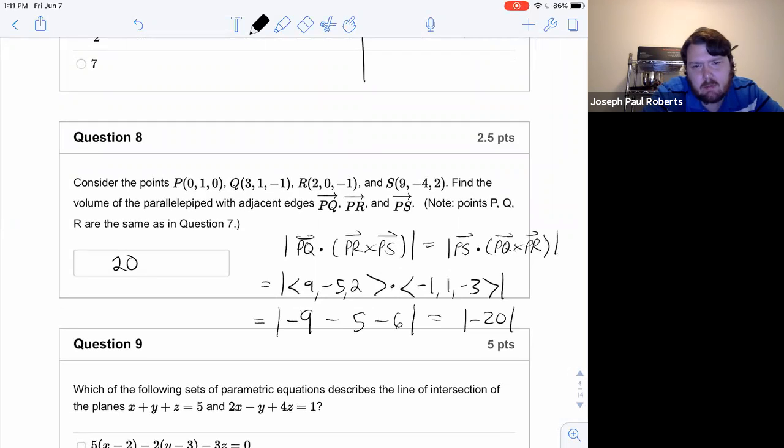And if you didn't remember that cyclical identity, you could have, of course, done PQ dot PR cross PS and gotten the same thing. But anyway, that's that one.